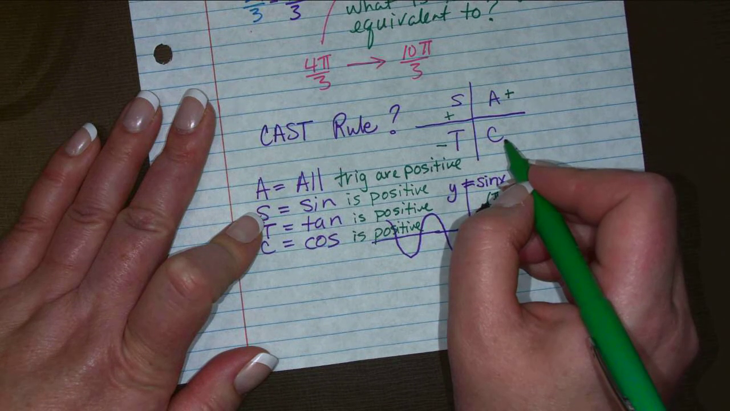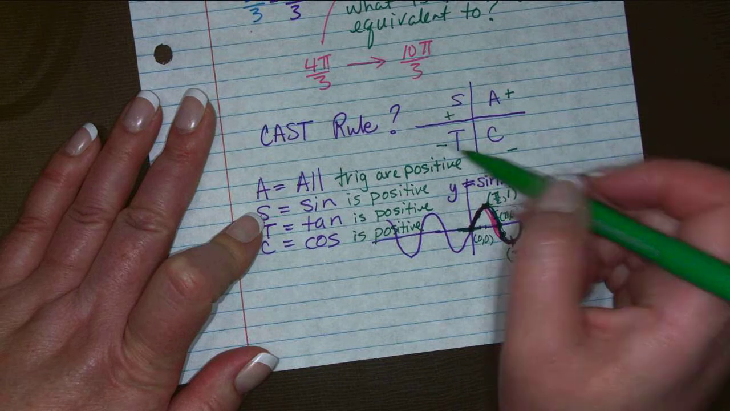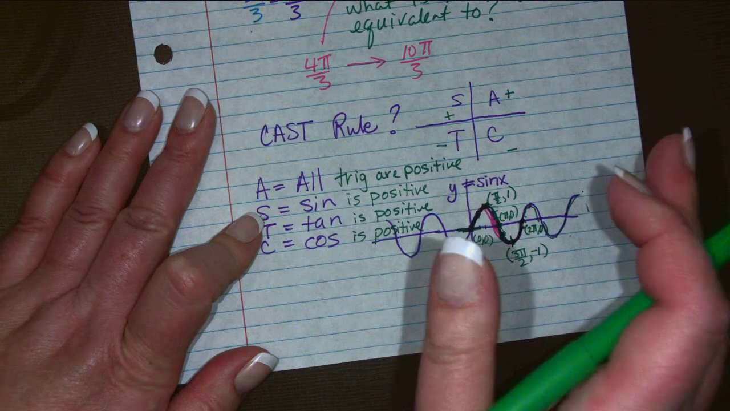Okay, so what we'll do next class is we'll pick up here. We're going to draw the CAST rule and the angles together, okay?